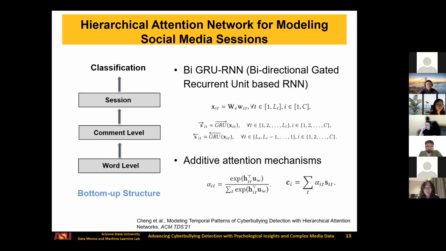More specifically, the encoder is basically a bi-GRU, so it can capture the bi-directional contextual information. And the attention mechanism is an additive attention mechanism. We assume there is a latent vector, UW here, that can capture all the contextual information in the comment. And then the attention weight is calculated as the similarity between the word representation and this latent vector. After we calculate this attention weight, the comment representation would be the weighted sum of the word representations.